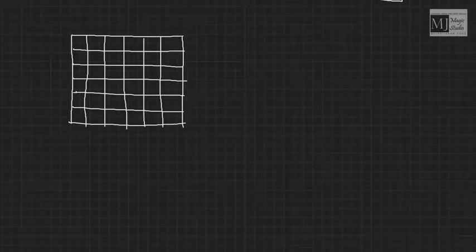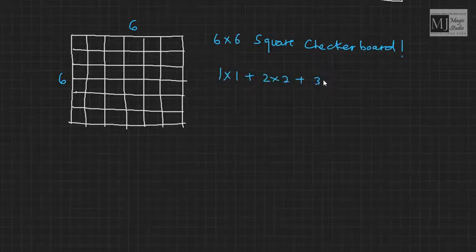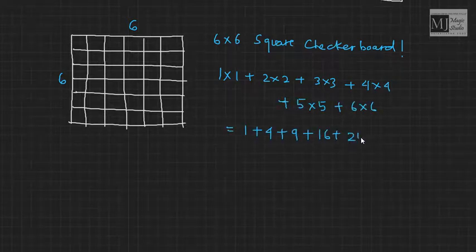Yes, let's check. So we have 1, 2, 3, 4, 5, 6 columns, and 1, 2, 3, 4, 5, 6 rows. That means it is a 6 into 6 square checkerboard. Isn't it? Yes. So, 91.